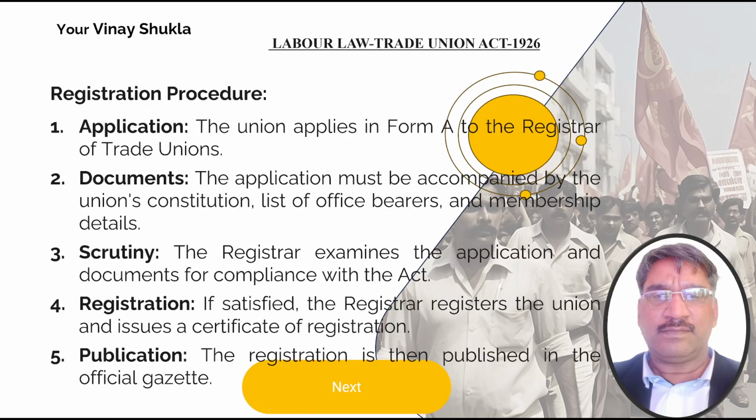Registration procedure. Application: the union applies in Form A to the Registrar of Trade Unions. Documents: the application must be accompanied by the union's constitution, list of office bearers, and membership details. Scrutiny: the registrar examines the application and documents for compliance with the Act. Registration: if satisfied, the registrar registers the union and issues a certificate of registration. Publication: the registration is then published in the official gazette.